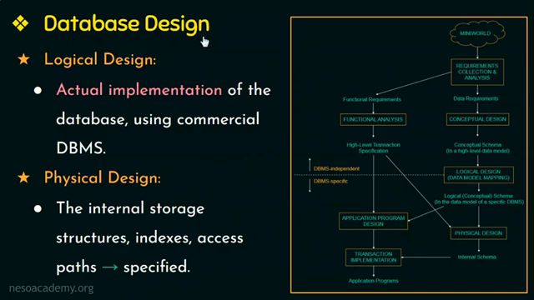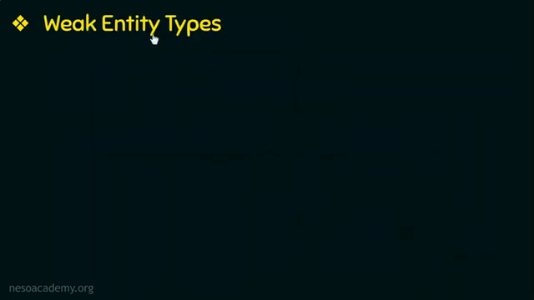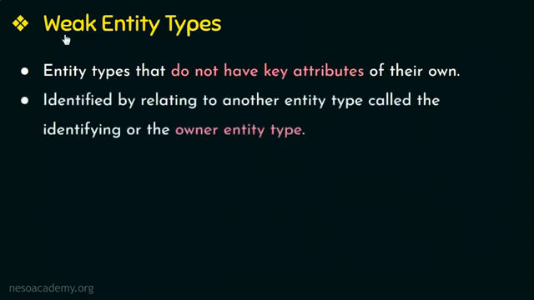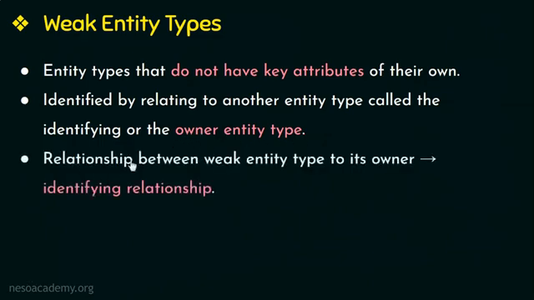Before we see an example of a database application, let us see what weak entity types are. Weak entity types are entity types that do not have key attributes of their own. In contrast to this, the entity types that have their own key attributes are called strong entity types. The entities of weak entity types identify themselves by relating to entities of another entity type, and this other entity type is called the identifying entity type or the owner entity type. And the relationship between a weak entity type and its owner entity type is called the identifying relationship.